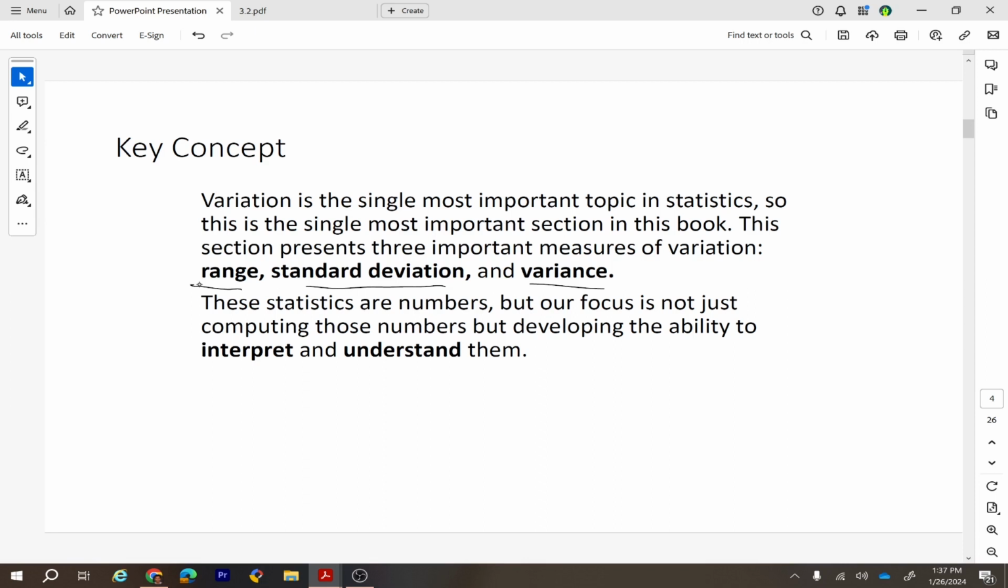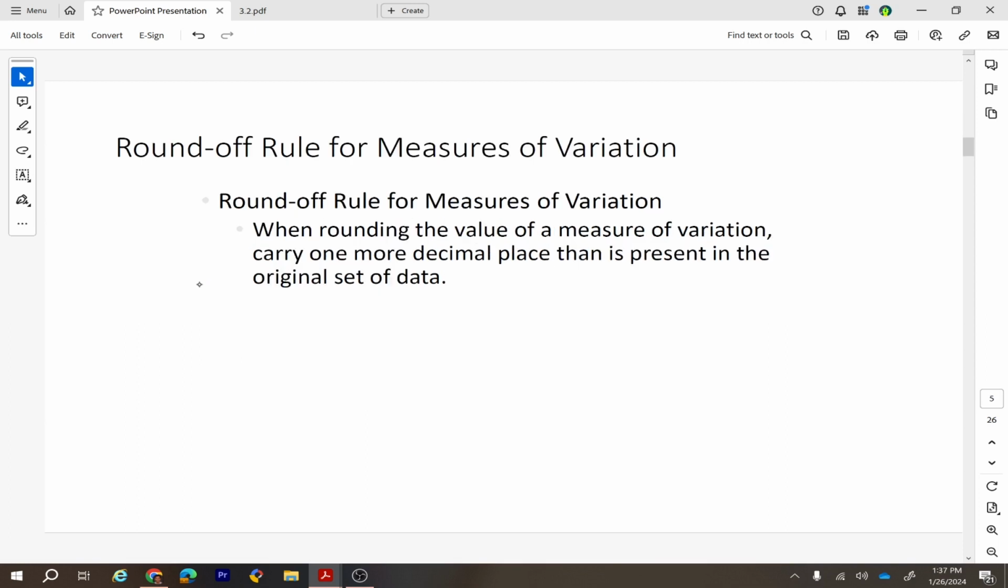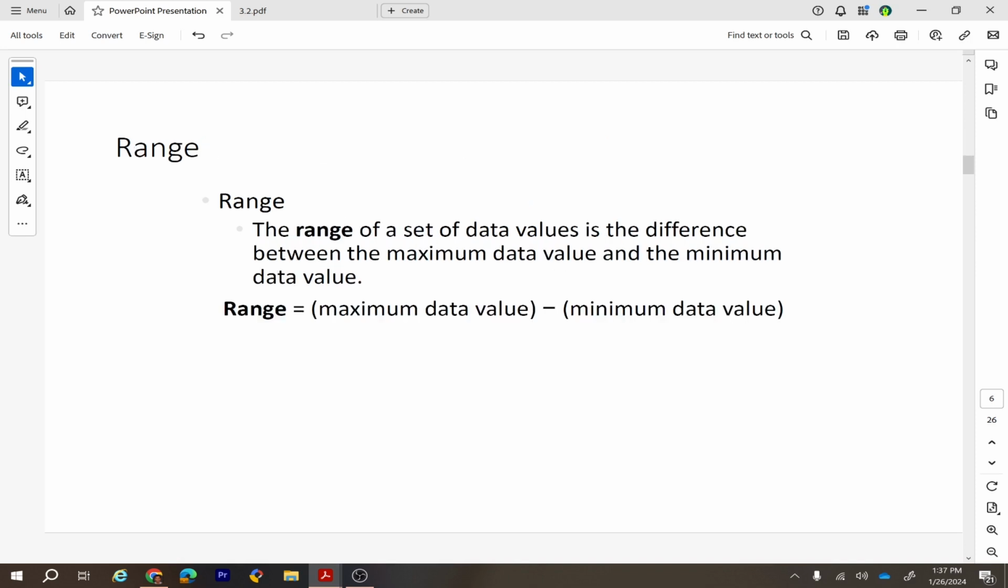But the most important thing we have to learn from this section is to understand the meaning of these numbers and interpret them in real-life situations. Whenever we have to round off a measure of variation, like standard deviation, variance, or range, just take one more decimal place, or follow the instructions given in your lab assignment.